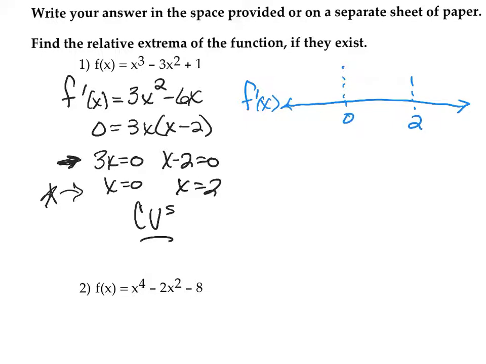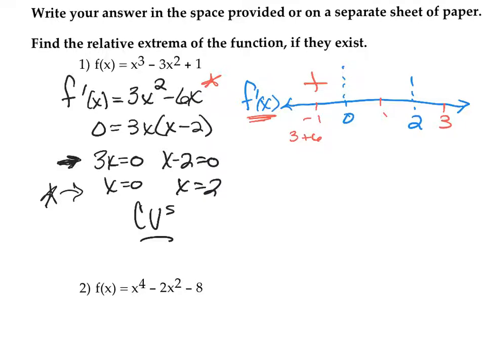Once you have those critical values on there, now you're going to pick test values to test each interval. You pick any number within those intervals. We always pick integers because they're easier to substitute. We do substitute into the first derivative. So at -1, we're using this guy. 3 times -1 squared is 3, minus 6 times -1 is positive 6, so this guy is positive. If you need to, you can write those numbers underneath.